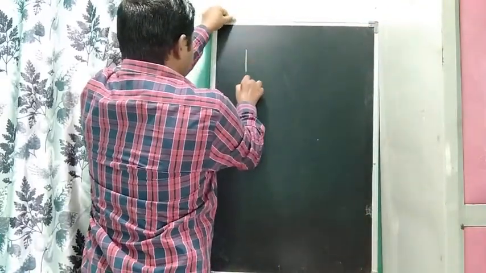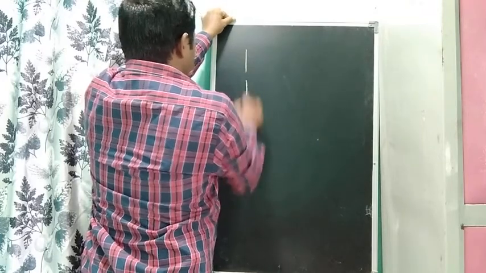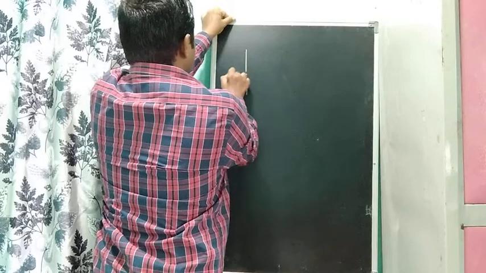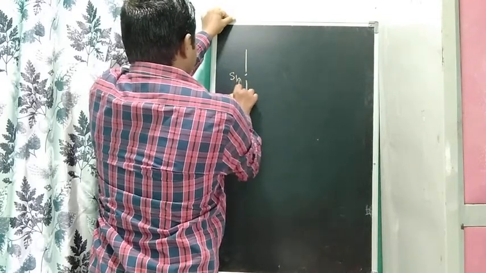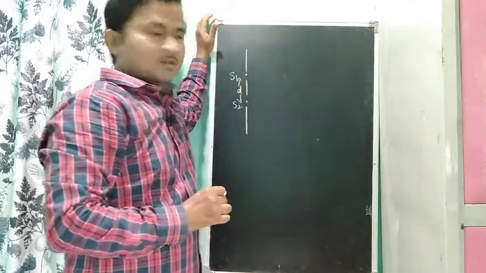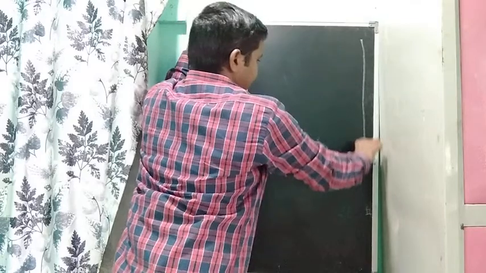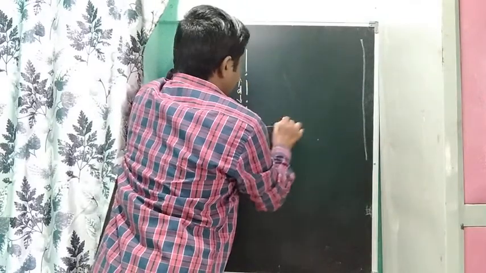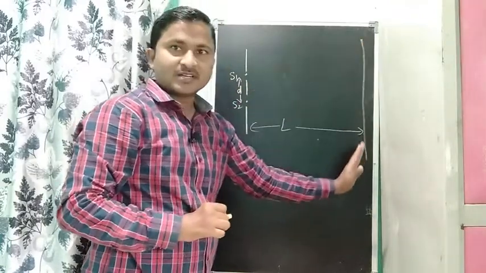Now, for the sake of convenience, I can represent the distance between the two slits as large. This is S1 and this is S2. Let small d be the distance between the two sources, the two slits, and this is the screen, which is at a distance capital L from the slits, where we observe the interference pattern.